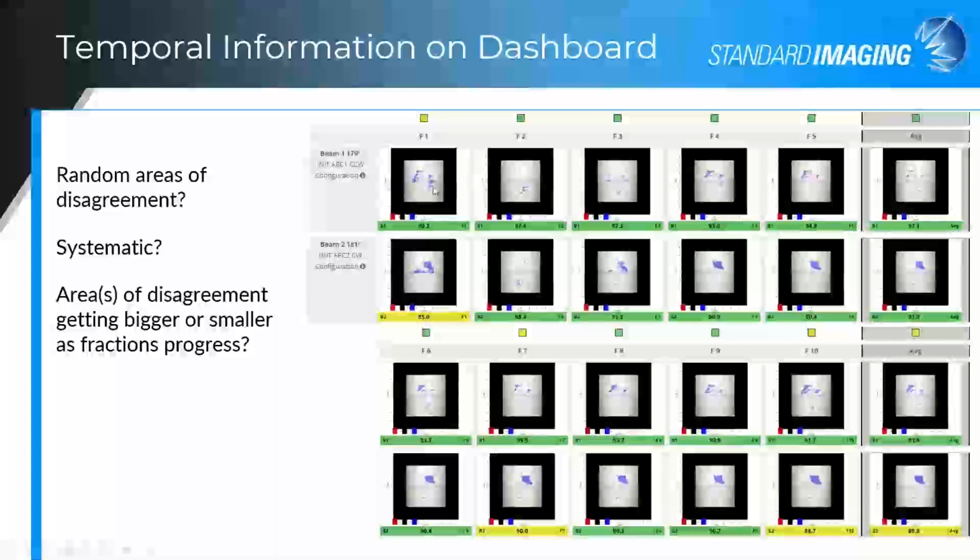It gives you information to determine whether any disagreements are basically in the same area. Are these things random or are they systematic? And are the areas of disagreement getting bigger or smaller? Are your gamma scores on this getting bigger or smaller?